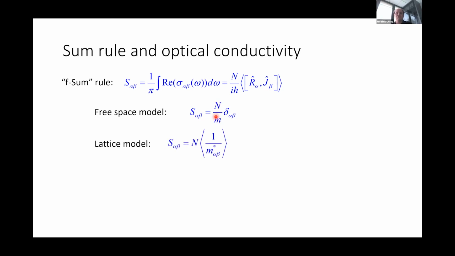But now if you work in a lattice model, you see that you have n divided by m, so you get something which is kind of similar, except that the 1 over m is replaced by the inverse of the effective mass tensor of your lattice. And this is really interesting because this is now a static property, while the other one is a dynamic property.